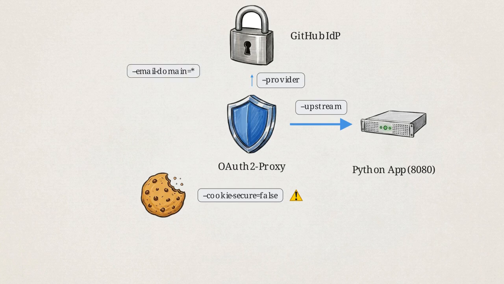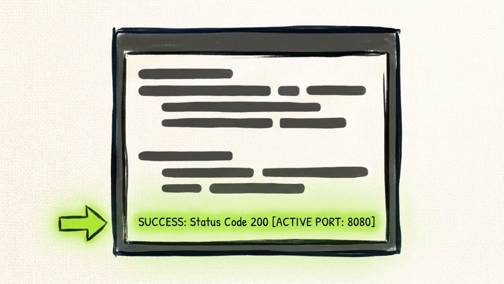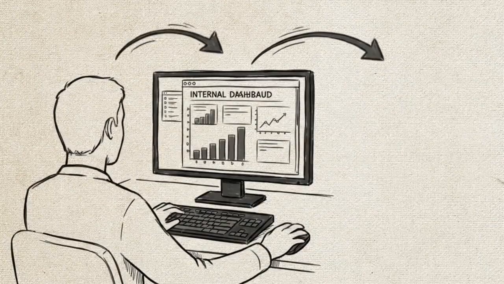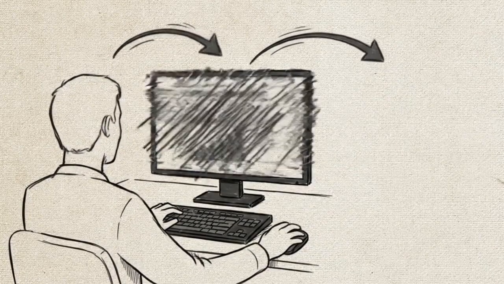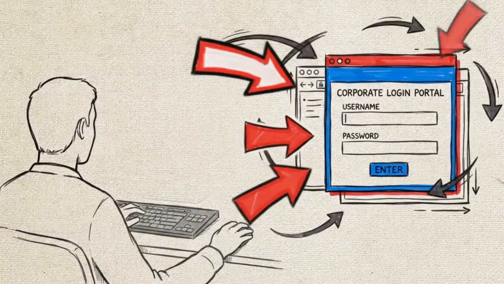Finally, we use the --email-domain flag with a wildcard to allow any authenticated user from the provider to pass through for this test. Execute the command and check the terminal logs to confirm the proxy is listening on port 4180. The target application is now isolated. The proxy stands between the public internet and the internal port, intercepting all incoming traffic.